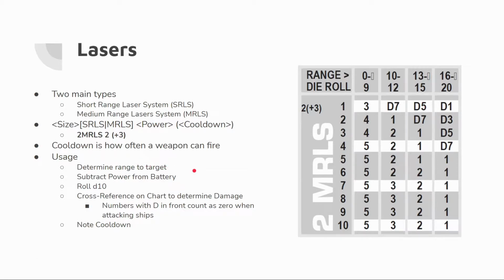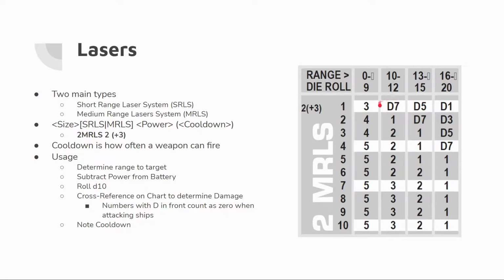Usage is fairly straightforward. First, you determine the range of the target. Then you take the power, which in this case is 2, and subtract it from the batteries. Then you roll a d10, and you cross-reference on the chart. This is the chart for the size 2 medium-range laser system. As a little reminder, it costs 2 power, has 3 cooldown. So if I'm shooting a target at range 12 and I roll a 6, so here's the 10 to 12 range, roll a 6, the 2 is the answer for how much damage is done.